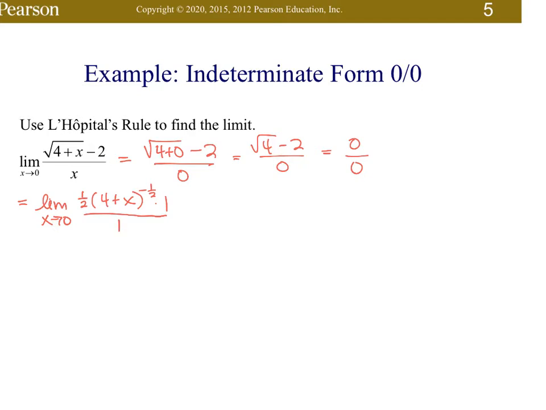Then I plug 0 into that. So I'll have 1/2 times 4 plus 0 to the negative half. That's 1/2 times 1/2, which is 1/4. So this limit had a value of 1/4.